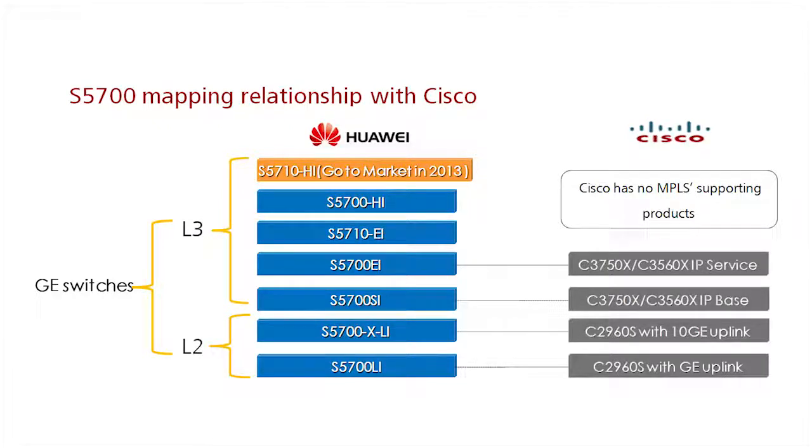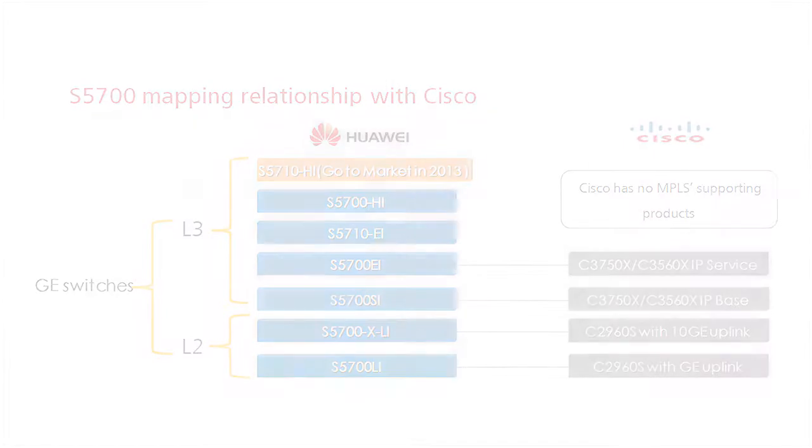In addition, Huawei also offers a fixed configuration, powerful 48-port S5710 HI. That's 48 Gigabit Ethernet ports, as well as 8 fixed 10 Gigabit Ethernet ports. It also offers the option of 4 slots of flexible card support that you could use for either 16 gig ePorts, 4 10 gig ePorts or 4 40 gig ePorts.